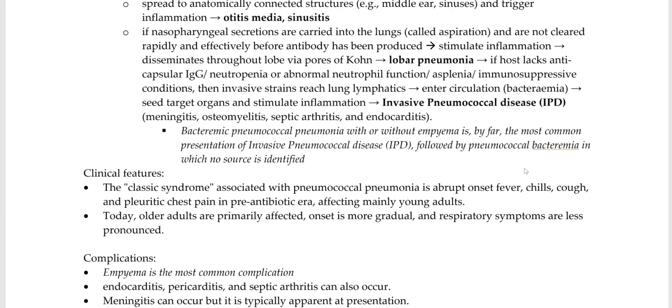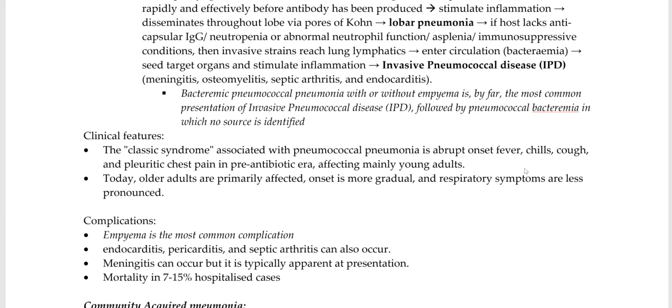Now, coming to complications, so we know that empyema is the most common complication. Empyema is basically pus collection in the pleural cavity.